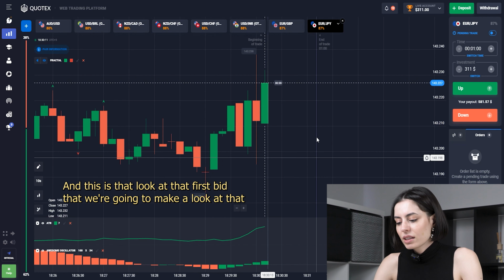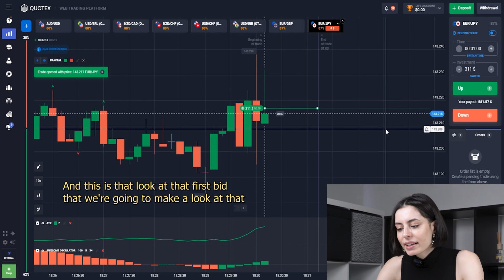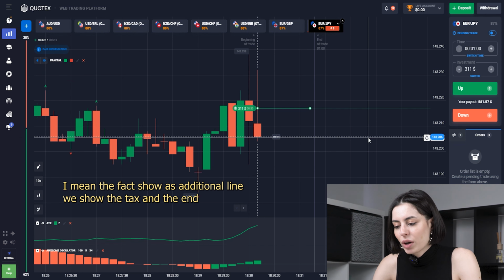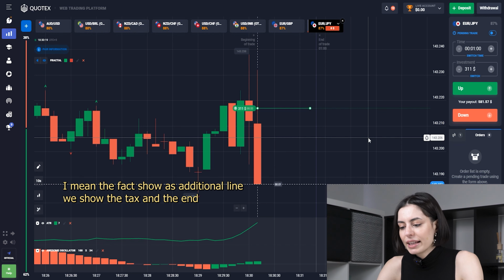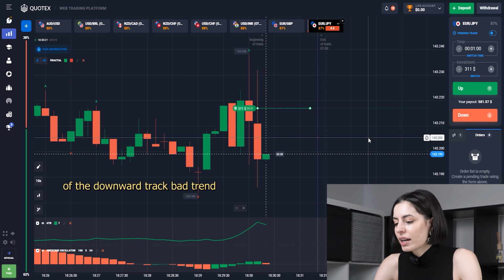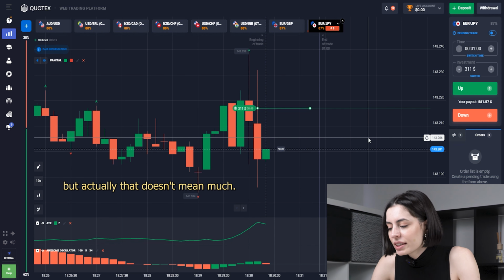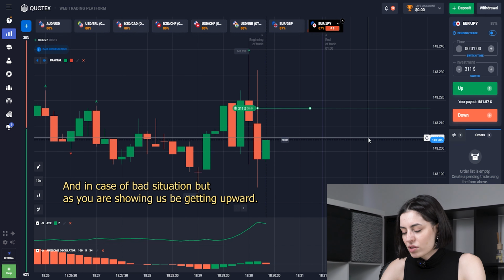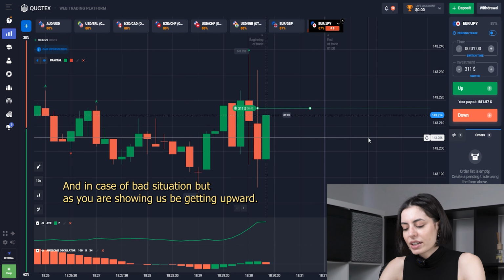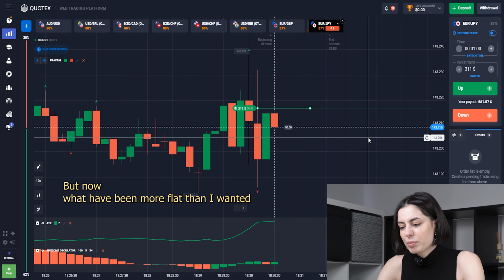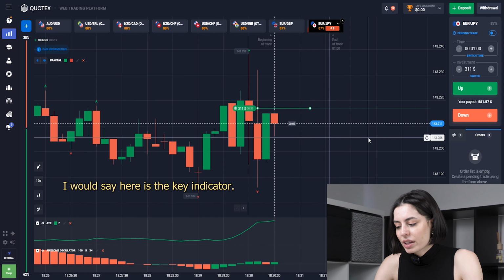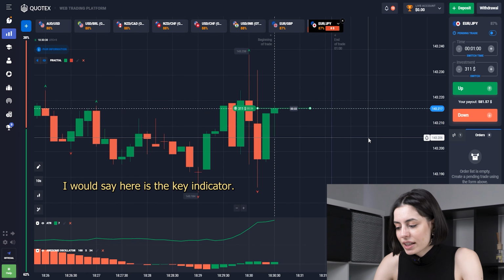And this is it. Look at the first bet that we're going to make. The fractal is an additional one. We just detected the end of the downward trend, but actually that doesn't mean much in this situation. But ATR is showing us we're getting upward, but now a little bit more flat than I wanted. What about the awesome oscillator? I would say here's the key indicator.